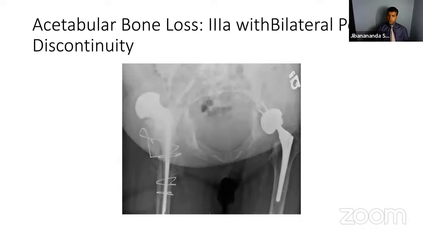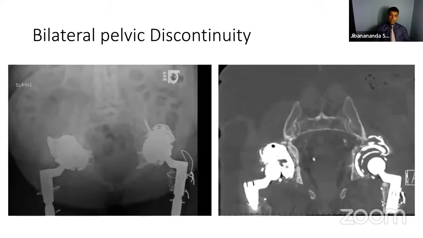I didn't have any bone to hold on to, but basically relied on these two augments that are well fixed to the acetabulum on either side, and then essentially cemented the cup into the augments, and then put as many screws as I can through the cup, and then used a cage to protect my construct, and then cemented a constrained liner. And obviously challenging.